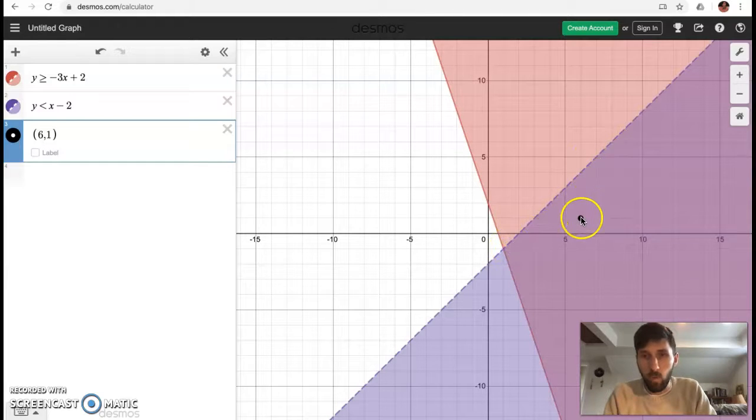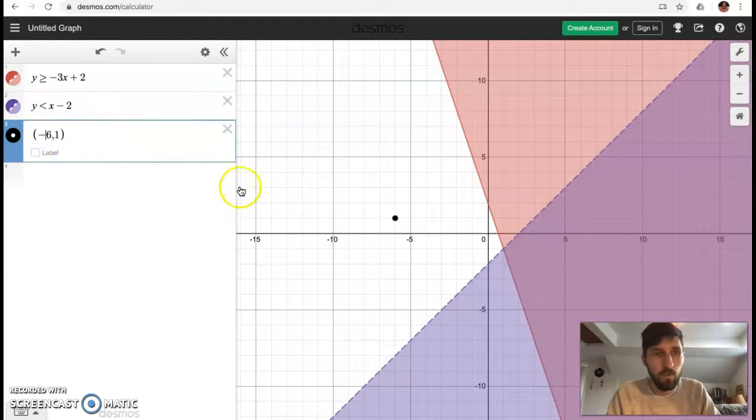So this point is a solution to both things at the same time. If we were to change that, I'm just going to change that a little bit, make that a negative 6, 1. So you can see how this one's not shaded at all. That means that this point is not a solution to either point, or either line. So that means it's definitely not a solution.